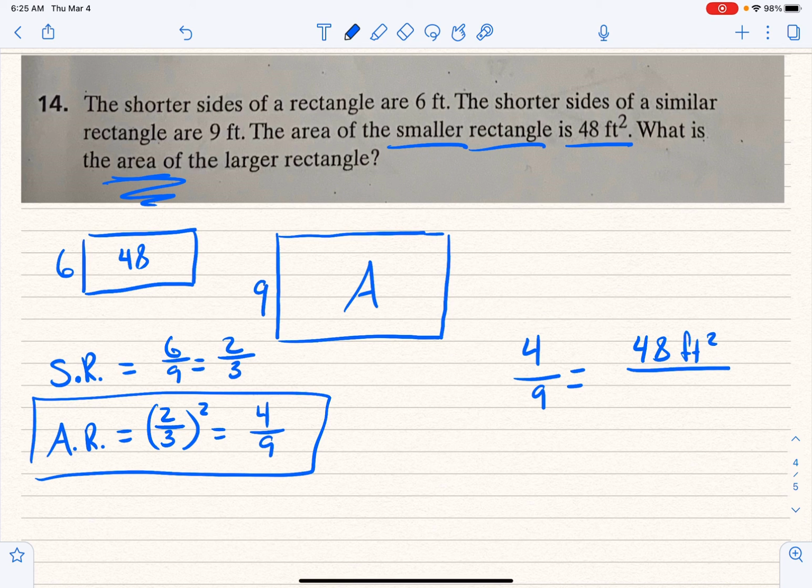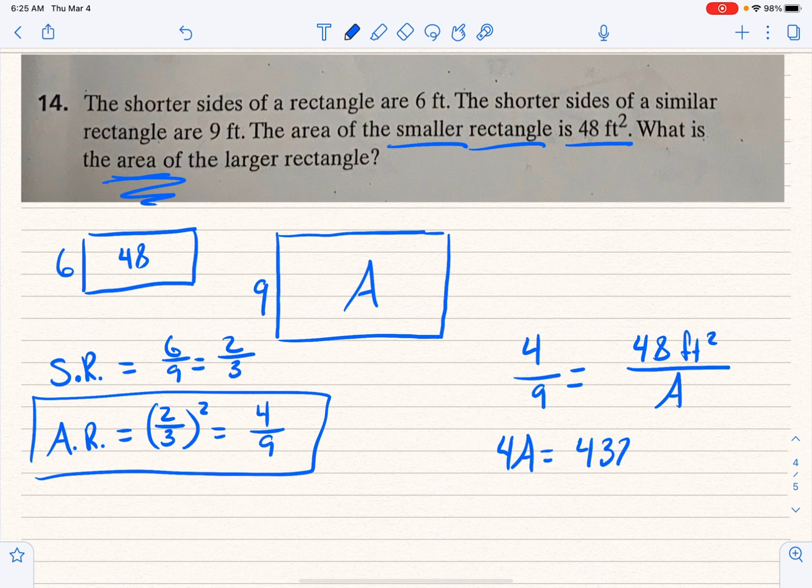And so then I cross multiply. This is the one I'm looking for. So I get that 4a is equal to 9 times 48, which is 432. Divide that by 4, and you get 108 square feet. Okay? So the area of the larger rectangle is 108 square feet.